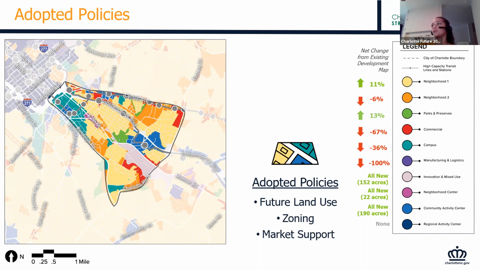So we ended up losing some acreage in the commercial campus and manufacturing and logistics, as well as your neighborhood 2. And then we gained acreage in the neighborhood 1, your parks and preserve, and then a good amount of acreage in innovation mixed use, and then the community center, as well as some acreage in the neighborhood center.